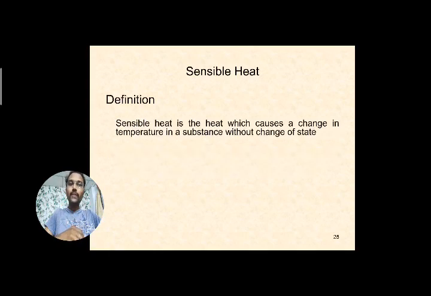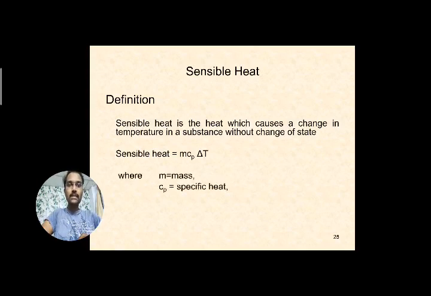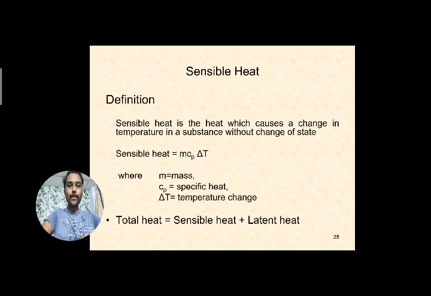Coming to the definition, sensible heat is the heat which causes a change in temperature in a substance without change of state. I think you can see the difference between latent heat and sensible heat. The mathematical form can be written as sensible heat equals m Cp delta T, where m is the mass of the substance, Cp is the specific heat, and the change in temperature is delta T. The final terminology is total heat: the sum of both the sensible heat and latent heat is taken as the total heat.